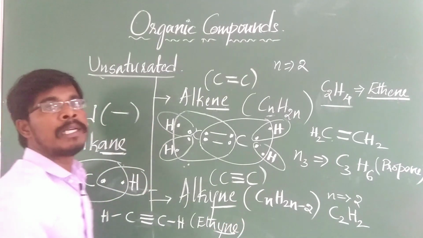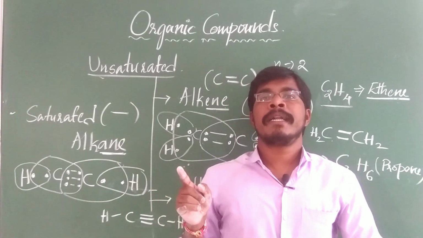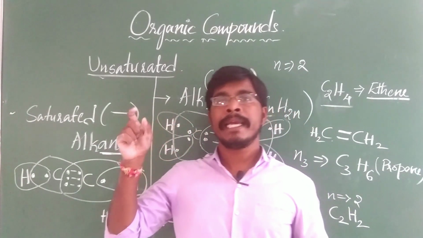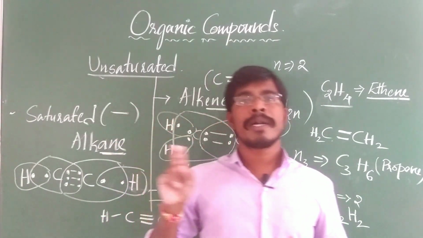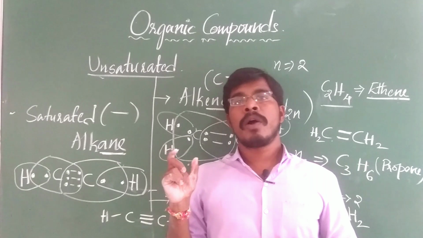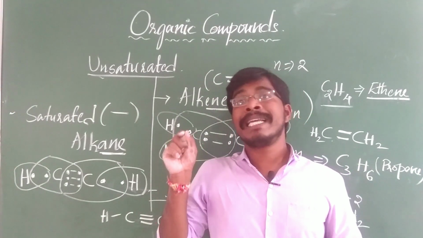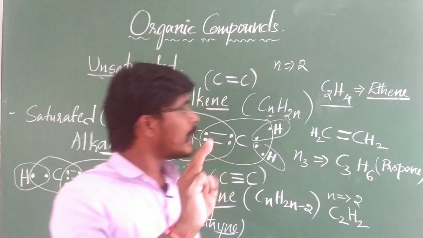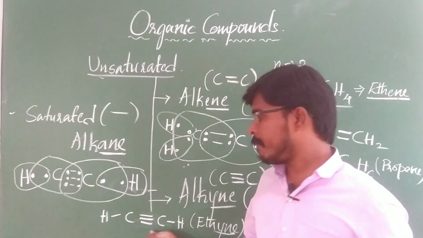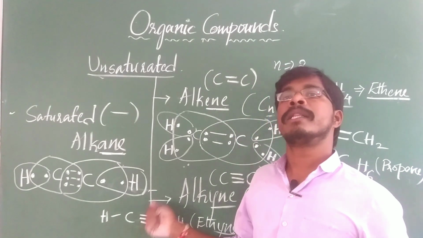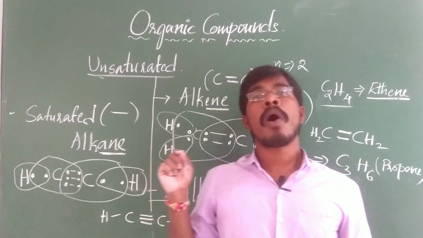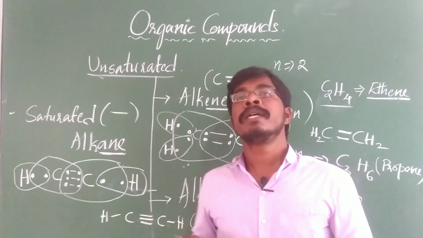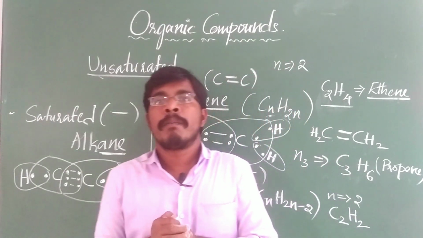Y-N-E is the suffix. If a single bond is present, then those are called alkanes and the suffix is A-N-E. If a double bond is present, 2 bonds between carbons, those are called alkenes and the suffix is E-N-E. At last you should mention E-N-E. If 3 bonds are present between carbons, then we have to call them alkynes and the suffix is Y-N-E. So this is about your organic compounds.